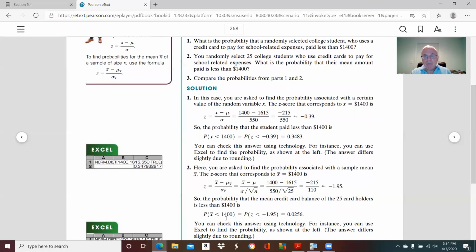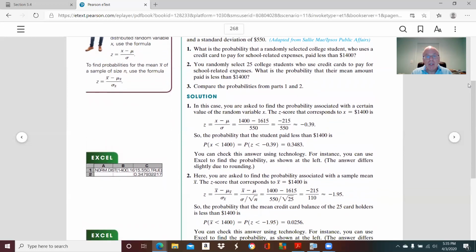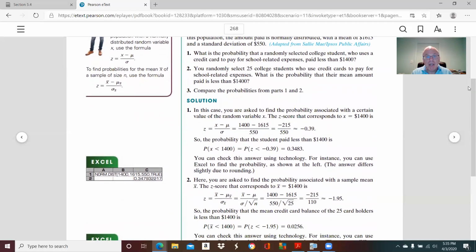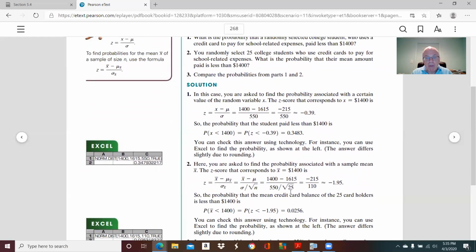When you put it into normal CDF, the mean is going to look the same, but for the standard deviation, what you're going to enter is what? What was it again? 550 before? Yeah, 550 is the standard deviation. We're going to enter 550 divided by the square root of 25, which is the sample size. This ratio right here, 550 divided by square root of 25, that's what you enter into normal CDF when it asks for the standard deviation. It's the standard deviation of the sampling distribution. We're going to use the sampling distribution mean and standard deviation to answer question number 2. I hope you see the distinction between those two types of probability questions.